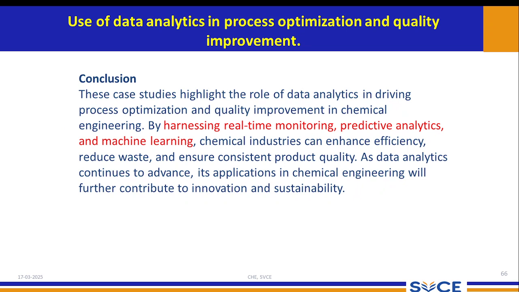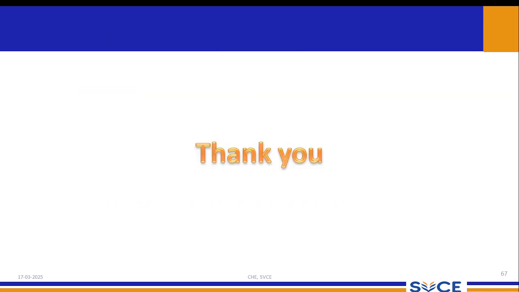The conclusion is the role of data analytics in driving process optimization and quality improvement in chemical engineering. By harnessing real-time monitoring, predictive analytics and machine learning, chemical industries can enhance efficiency, reduce waste, and ensure consistent product quality. As data analytics continues to advance, its application in chemical engineering will further contribute to innovation and sustainability.